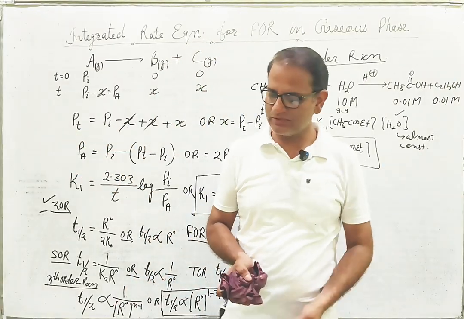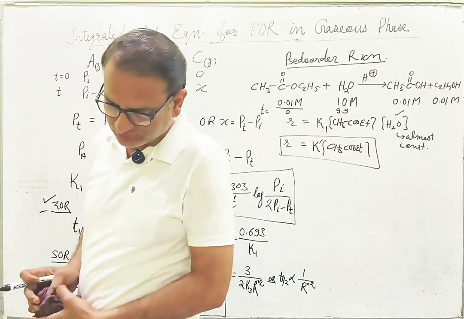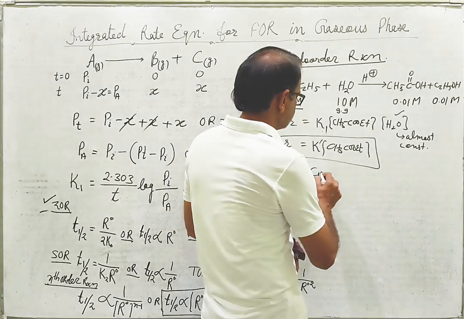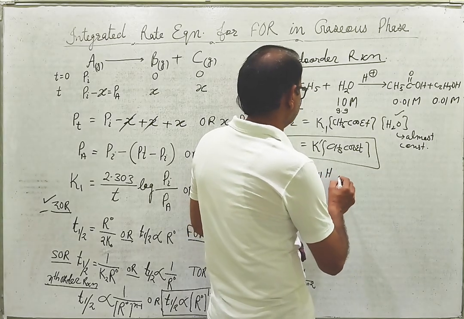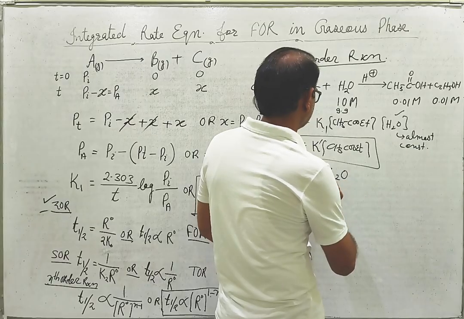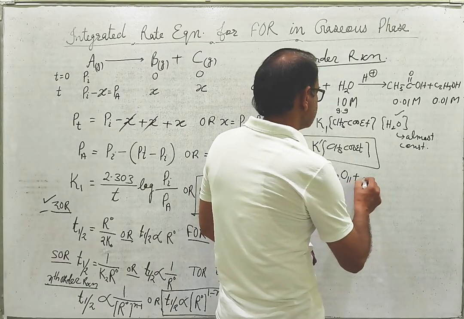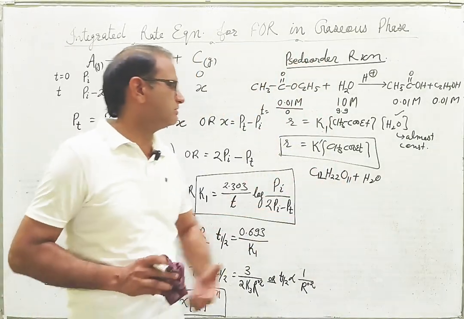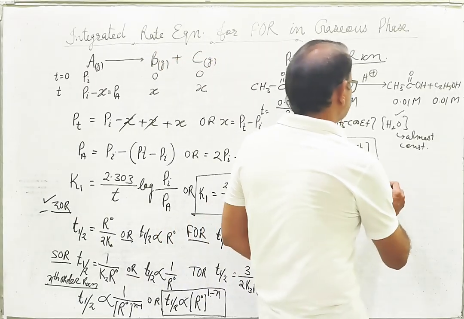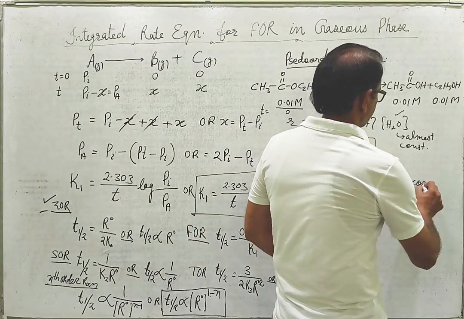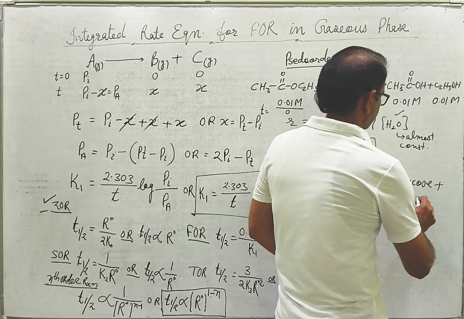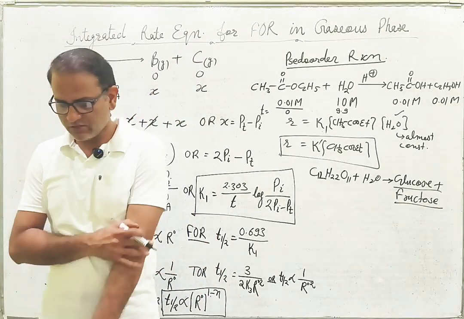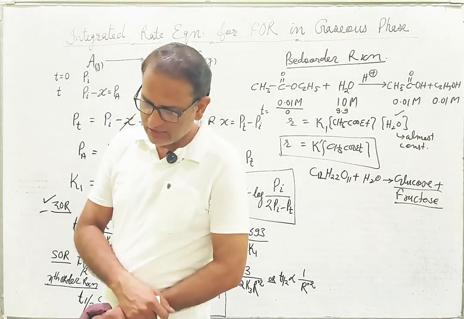Another example of pseudo order reaction is the inversion of cane sugar. Cane sugar, C12H22O11, plus H2O. If we hydrolyse this, then what will happen? We will get glucose and fructose. Glucose and fructose is what we are going to get from this hydrolysis. So this is what is called inversion of cane sugar.